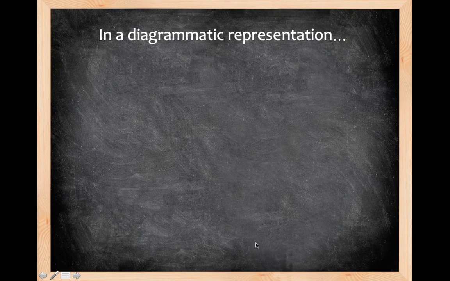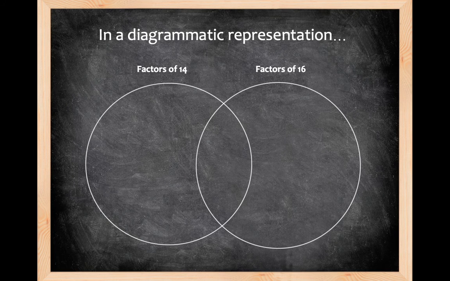In a diagrammatic representation, factors of 14 and factors of 16. The factors of 14 are 1, 2, 7 and 14. Factors of 16 are 1, 2, 4, 8 and 16. In these two sets, factors of 14 and factors of 16, 1 and 2 are common. So this is the diagrammatic representation of common factors.